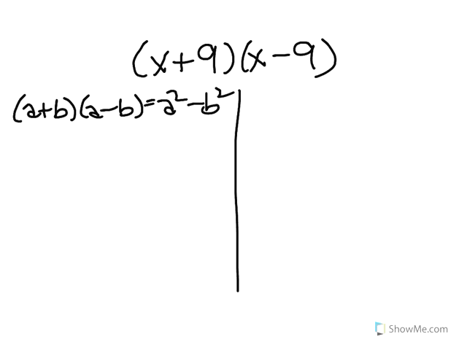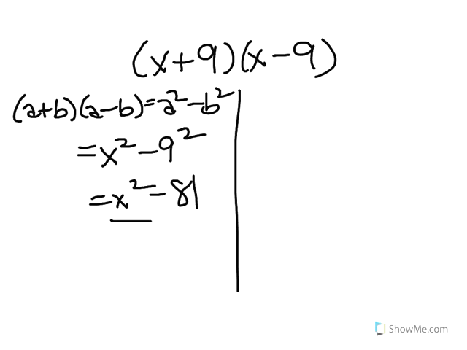Well, a is x, b is 9. So I've got x squared minus 9 squared, which is x squared minus 81. Done. That's it. That's the product of x plus 9 and x minus 9. But if you really want to hold on to that FOIL method, it will still serve you well if all you're concerned about is getting the answer.